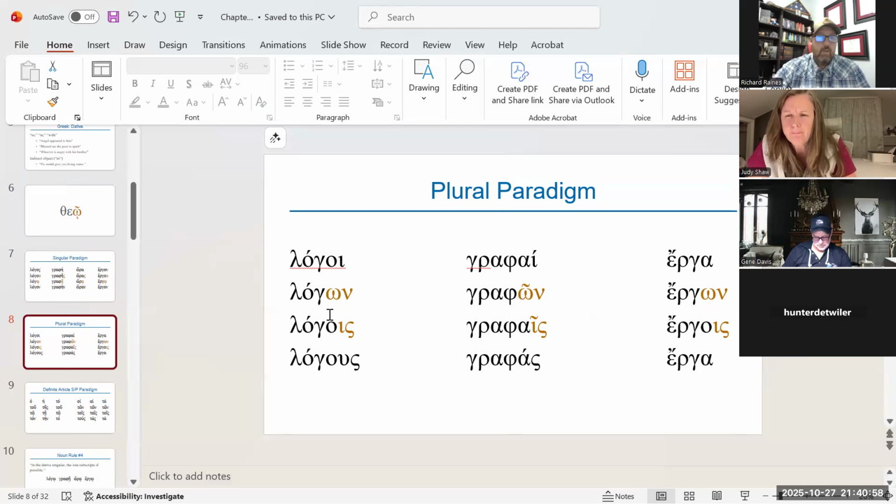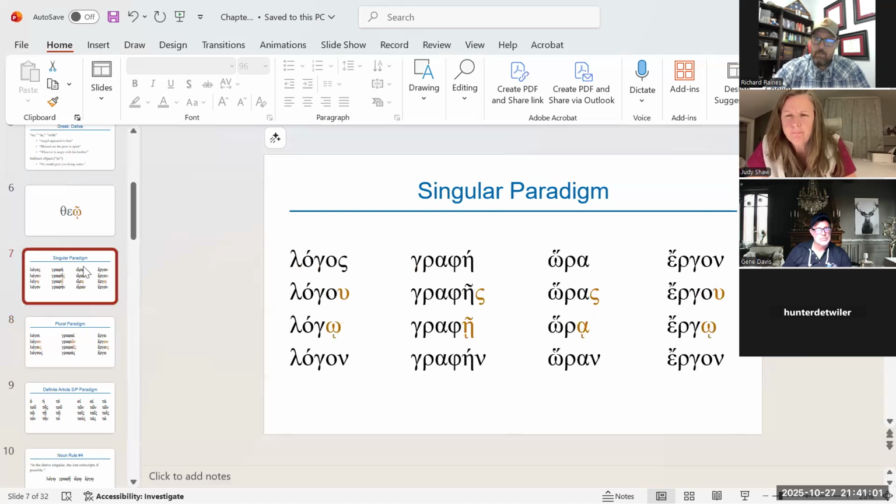Okay. So if you go back to the singular, the vocabulary word that you are learning is logos, which means word. Logos is a masculine noun, and every form of logos is going to be masculine as well. So this means word. Logou means of word. Logo means to, in, or with word. And logon means word, right?